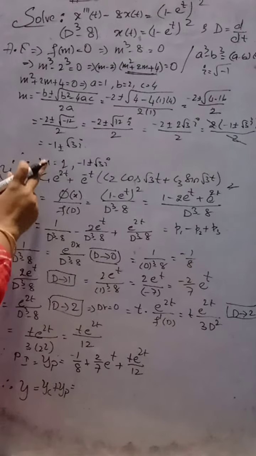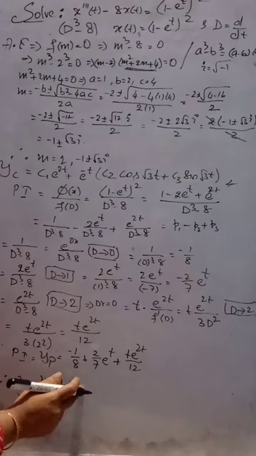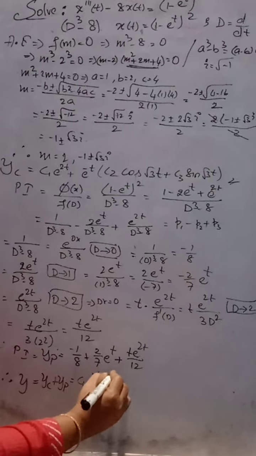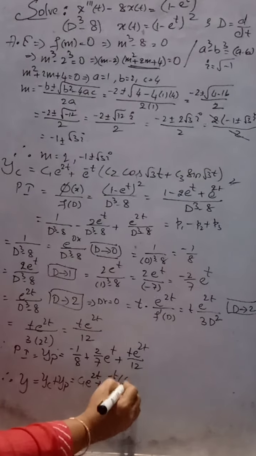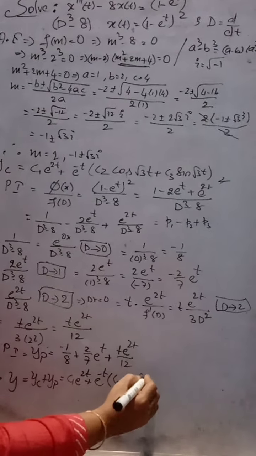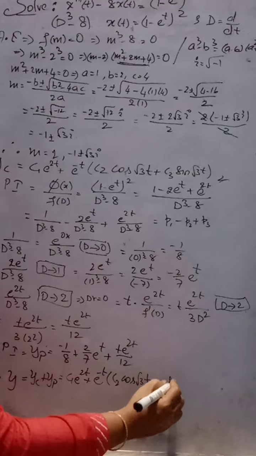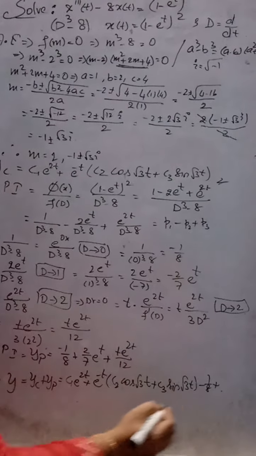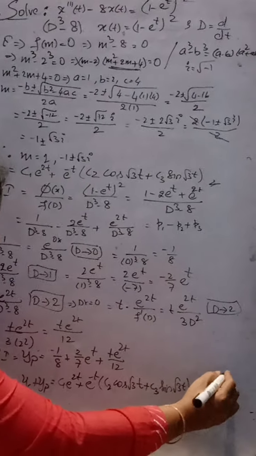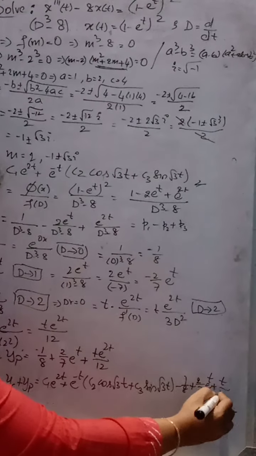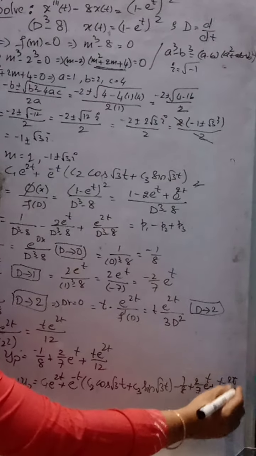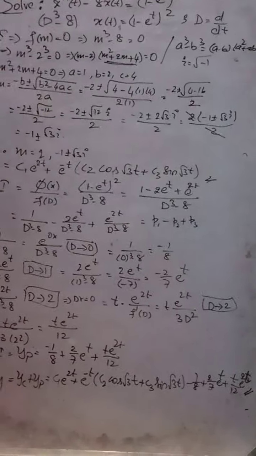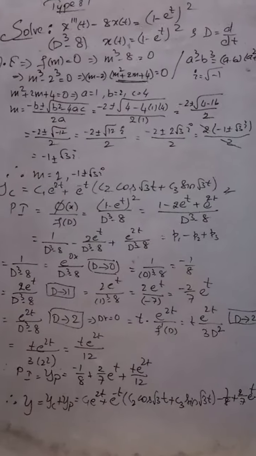Okay, so let us mention this entire yc here and the entire yp. So you're going to get c1 e to the power 2t plus e power minus t into c2 cos root 3t plus c3 sin root 3t. Again, minus 1 by 8 plus 2 by 7 into e to the power t plus t by 12 e to the power 2t. So this is our final solution for the given non-homogeneous differential equation. Understood, guys?